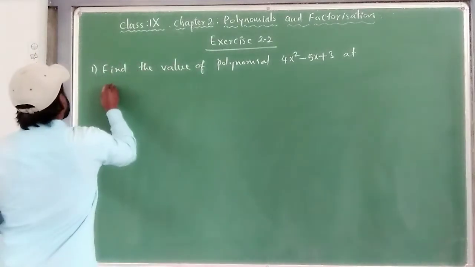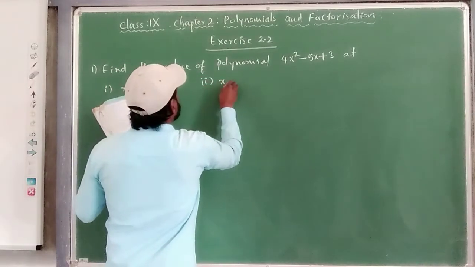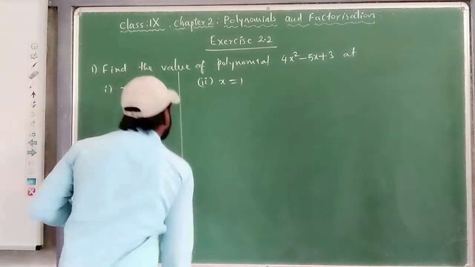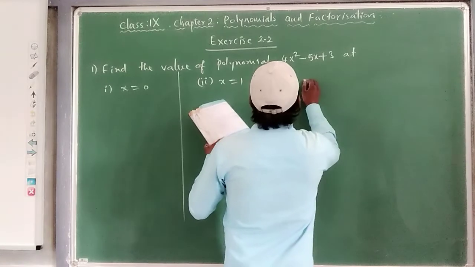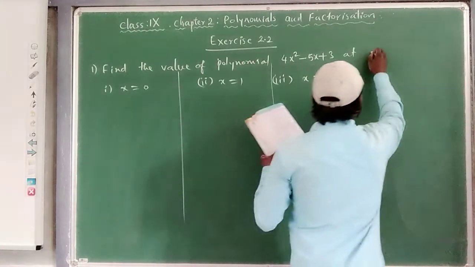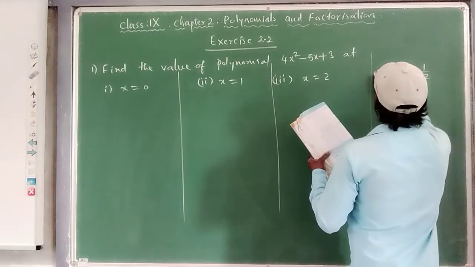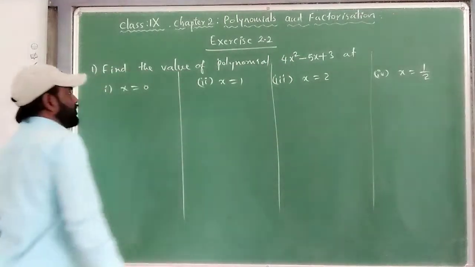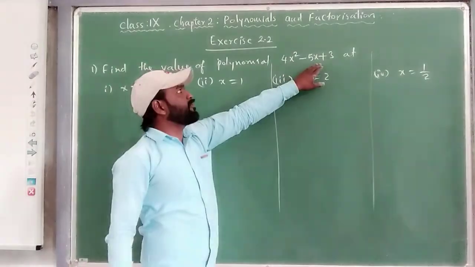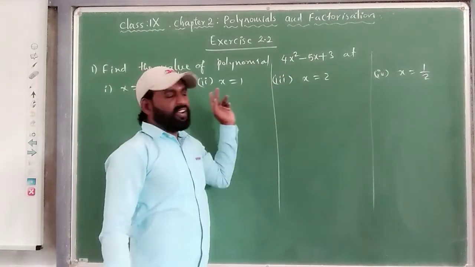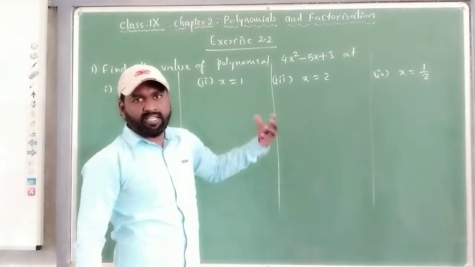First, x is equal to 0. The second one, x is equal to minus 1. Third one, x is equal to 2. The fourth one, x is equal to 1 by 2. So for all different values of the variable, we have to find the value of the entire polynomial. Very simple. Different values of x are given. We have to substitute the given number in place of x, so that by simplifying it, you will get the value of that polynomial.